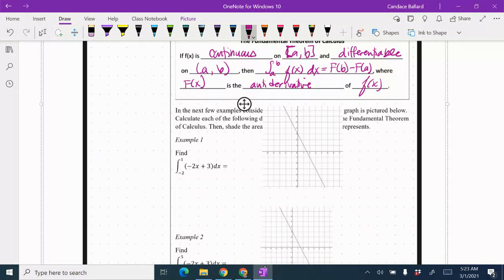In the next few examples, consider the function f of x equals negative 2x, whose graph is pictured below. Calculate each of the following definite integrals according to the fundamental theorem of calculus. Then shade the area of the region that the integral represents. So I'm going to start with the shading and calculate my area with the shaded area, and then we'll do the integral. It says here that we're evaluating from negative 2 to 1. So I'm going to go to negative 2 here to 1.